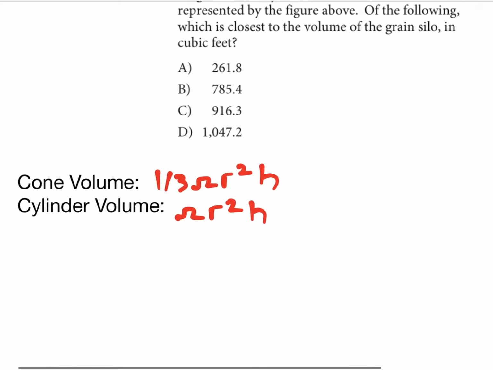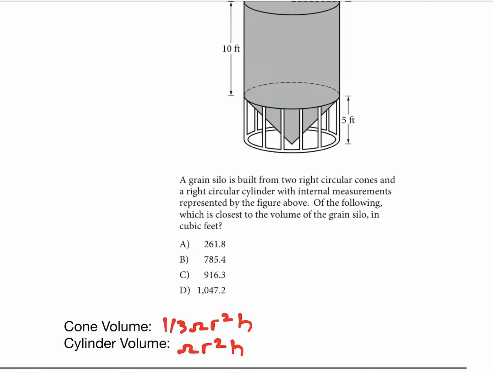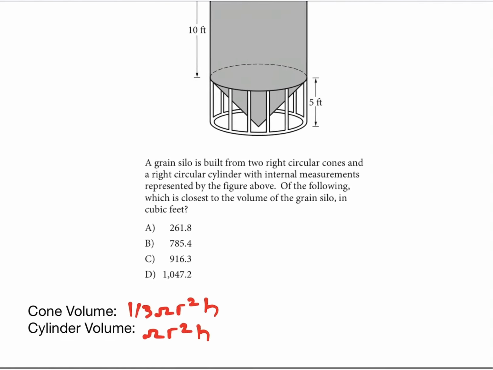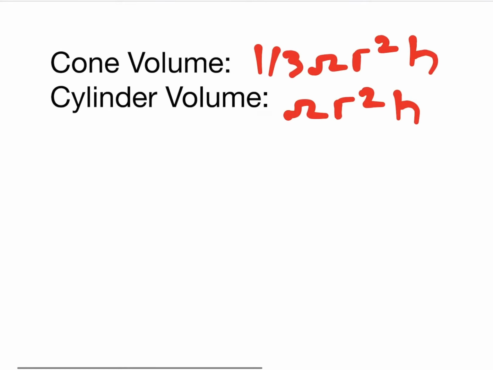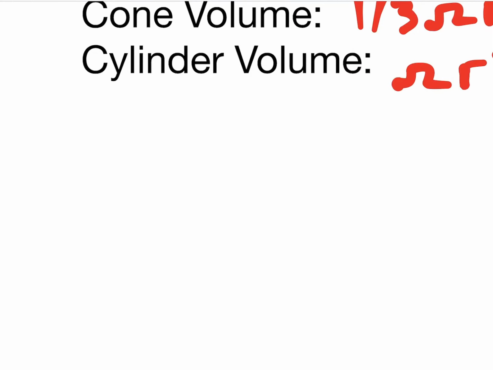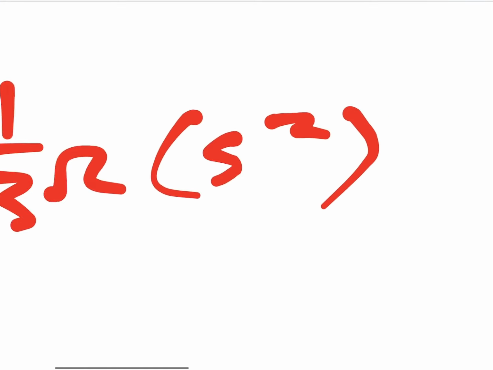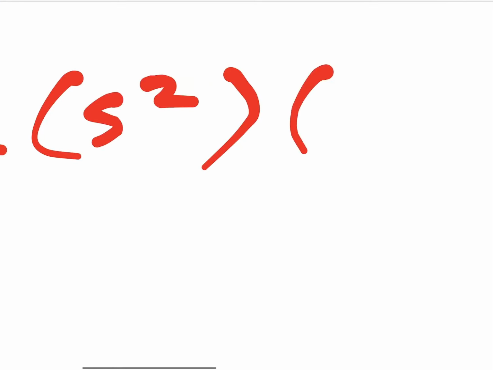So for this example, we want to notice that we have two cones which are identical, since we know that both their heights are 5 feet and their radiuses are both 5 feet. And we have a cylinder in the middle here whose radius is obviously still 5 feet and its height is 10 feet. So because we have the cone's volume and we know we have two identical ones, we can start plugging in the formula. So we have 1/3 pi, the radius is equal to 5, so 5 squared, times the height, which is 10.